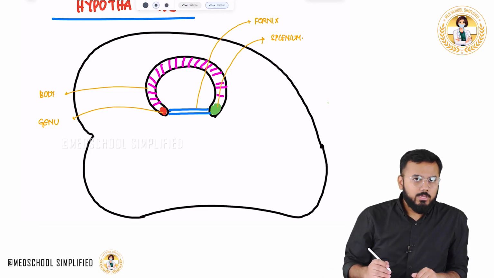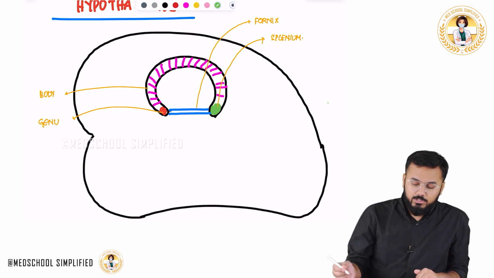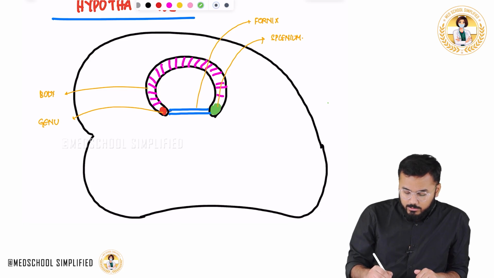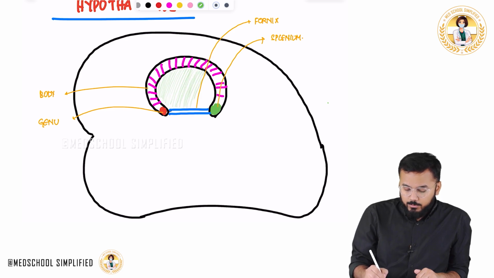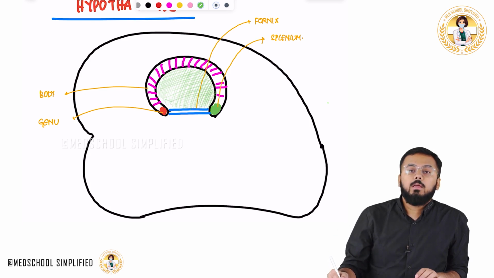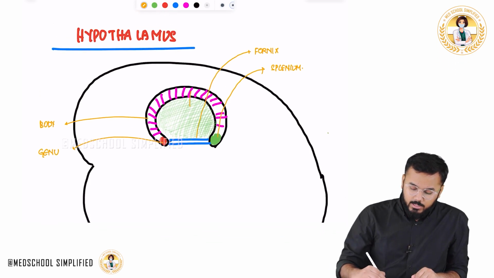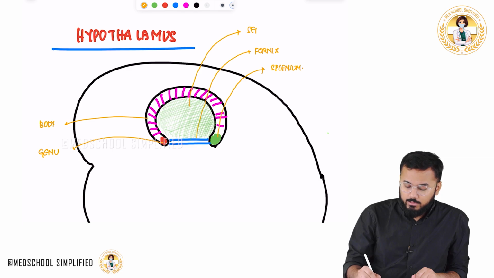In between the fornix and the corpus callosum, you have another important structure. Everyone look here. You see these green colored lines which I am drawing right now? These green colored lines indicate a specific septum. This is called the septum pellucidum. These green colored lines are nothing but your septum pellucidum. So what is the septum pellucidum?